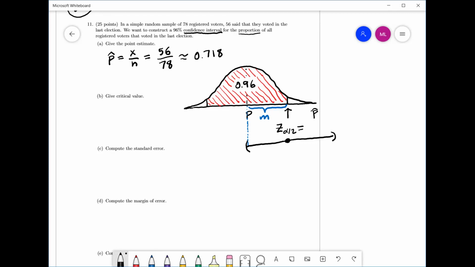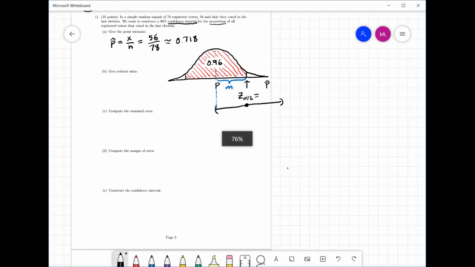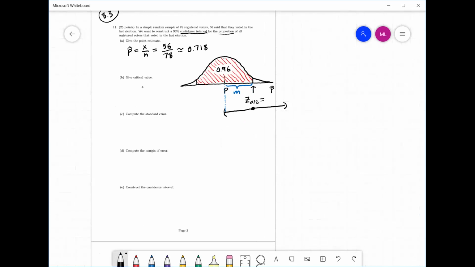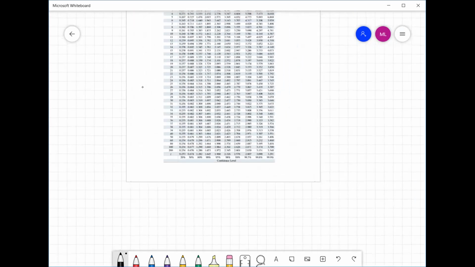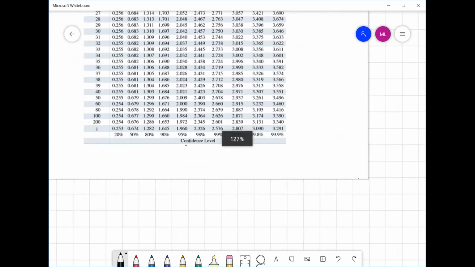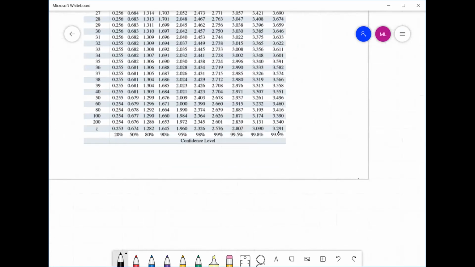So 96% of the area is on the inside. If this was an easy problem, I would have given you a number like 95%, and we would have gone. So the first thing we should do to figure out the critical value, z sub alpha over 2, is go over here to table A3 and see if that 96% confidence level shows up. And sure enough, it does not show up. So 95 shows up, 98, but there's no 96.